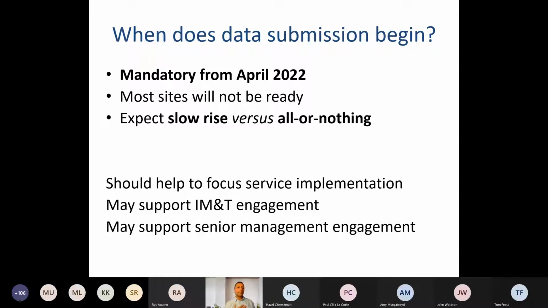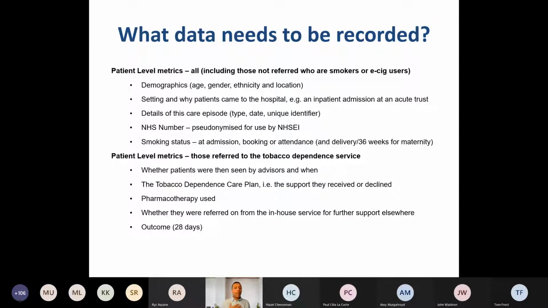Next slide, please. So what data needs to be recorded? So firstly, there's patient level metrics, so all the things that you might imagine, like their demographics, whether they came into hospital, what their setting was, where they came in, and why the patients came into hospital, the details of the care episodes, because if there's a readmission, for example, we need to know the details of each admission, the NHS number that will be pseudonymised, and then of course smoking status. And then there'll be subsequent data on specific parts of the pathway, as I outlined earlier. I'm hoping for some of you, some of the patient level metrics can be pulled into the system from whatever patient administration system that you have in your particular trust. Next slide, please.